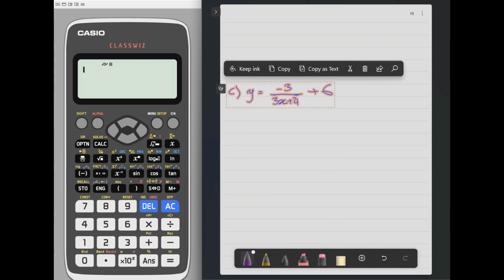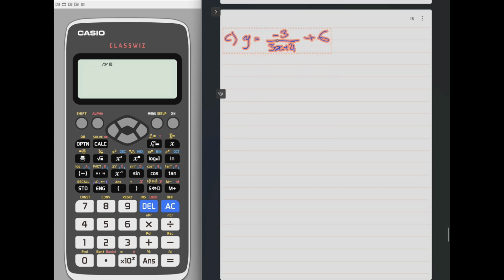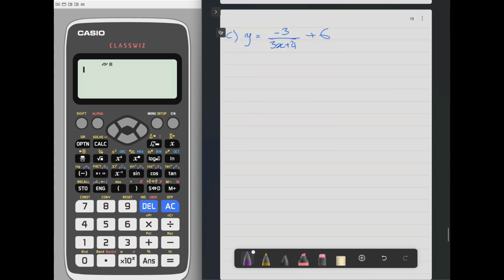And we get to part C. All right, let's solve part C. As for the y-intercept, x is going to be equal to 0, so my y is going to be equal to minus 3 over 4 plus 6. So minus 3 over 4 plus 6 is going to be equal to 21 over 4. All right, this is my y-intercept, right?